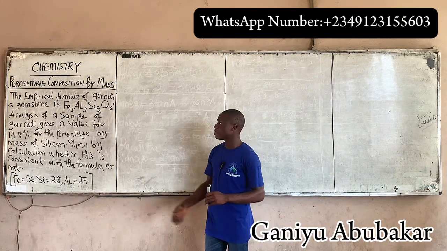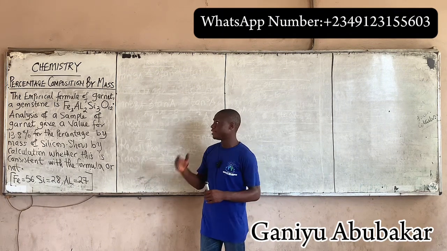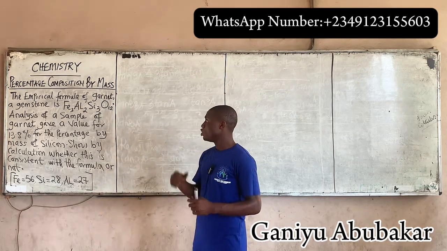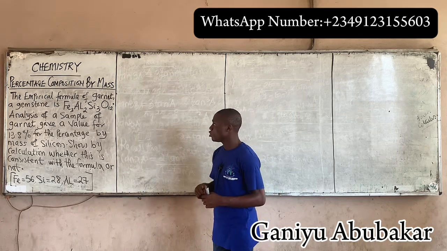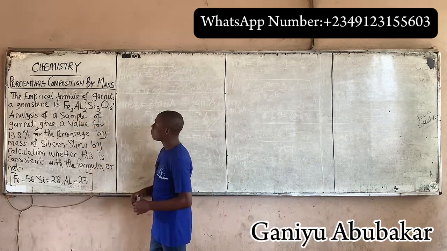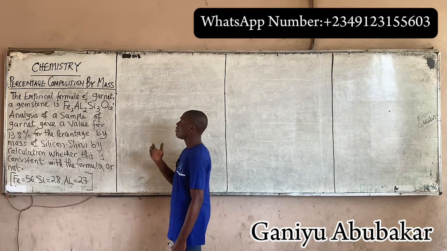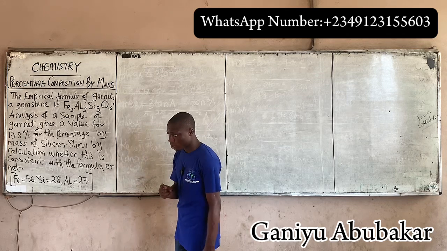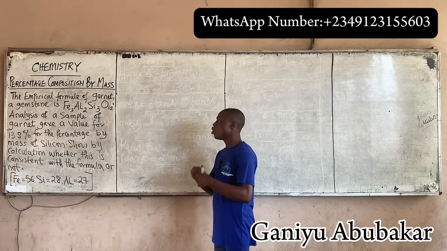We'll try to solve this WAEC past question under the concept of percentage composition by mass of an element in a compound. It says the empirical formula of granite, a gemstone, is this. Analysis of the sample of granite gives a value of 13.8 for the percentage by mass of silicon. Show by calculation whether this is consistent with the formula or not.